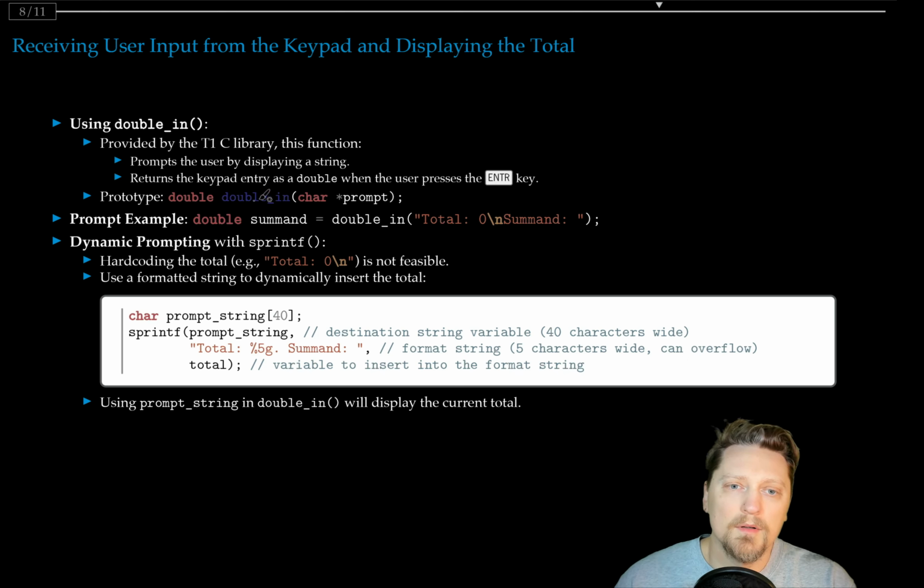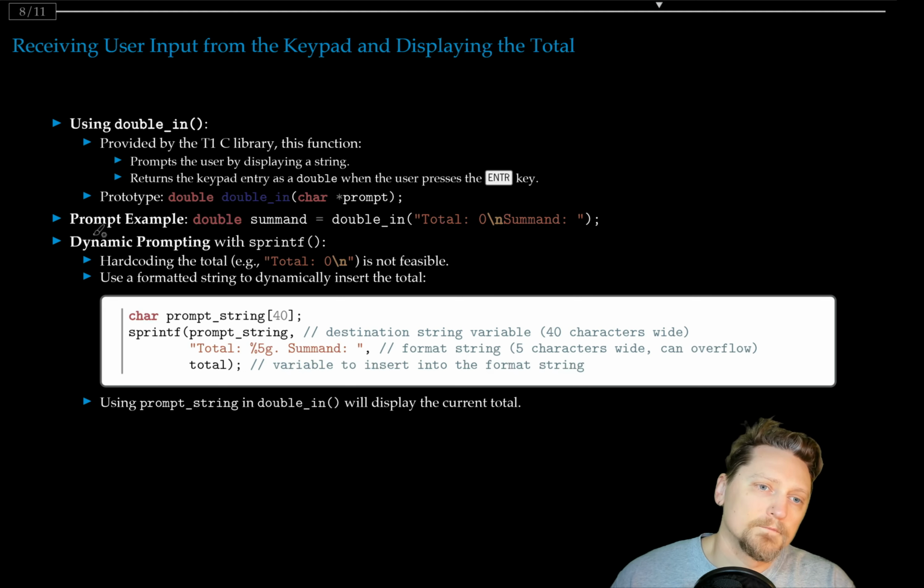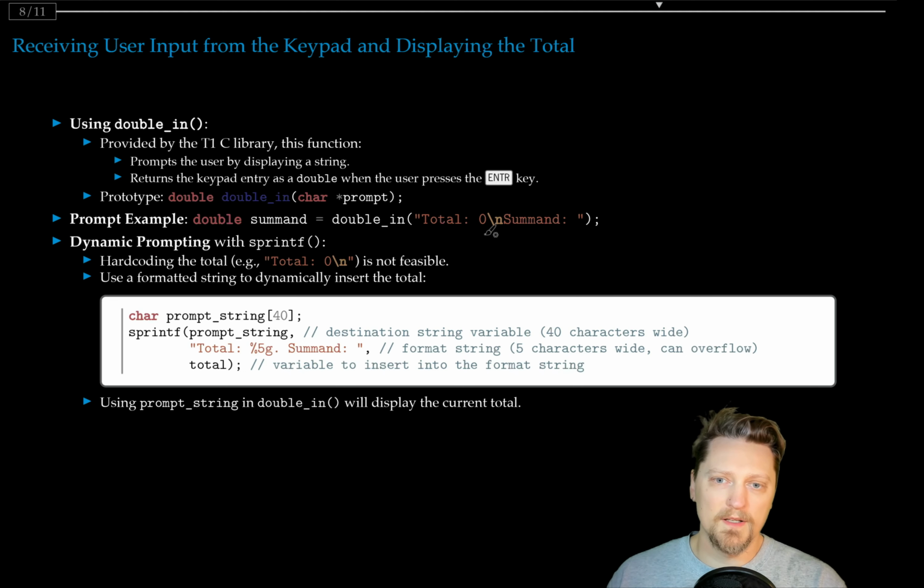Prototype: double in. It's a little light, but the function is double in. Char prompt, this is something that we'll come to understand a little bit more later, but for now we can just understand it as a string. Prompt example: double summand equals double in. You give it the prompt, so current total is 0.